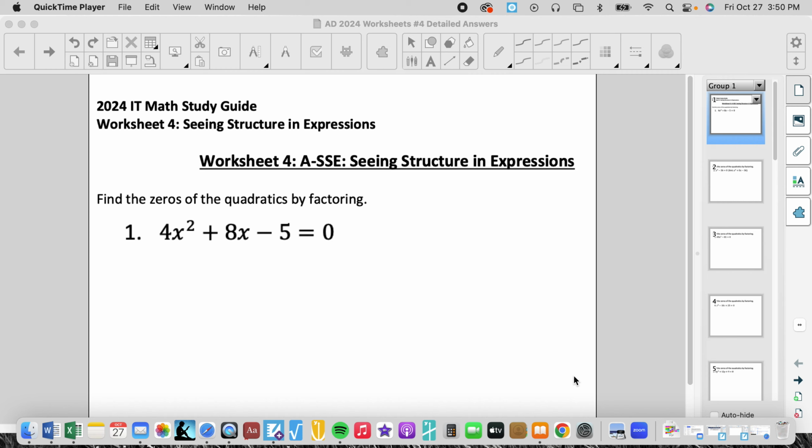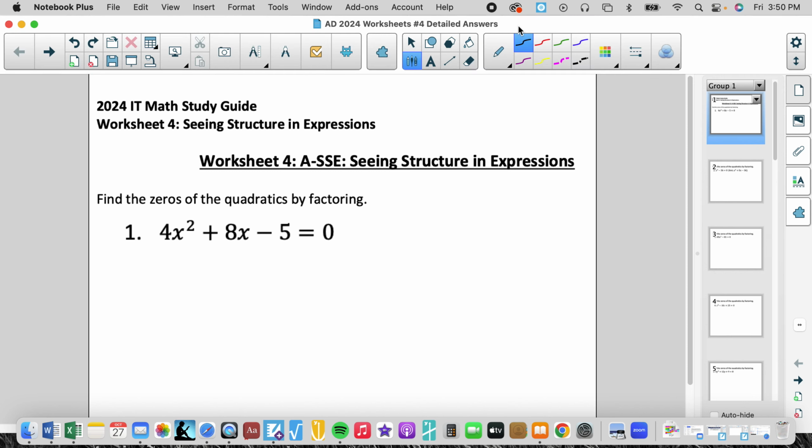Number 4, a little bit more complex. There's lots of backstory that I kind of want to provide for you. But in chapter 4, or worksheet 4, it says find the zeros of the quadratics by factoring. And that's kind of confusing.